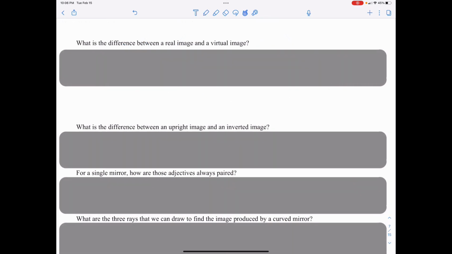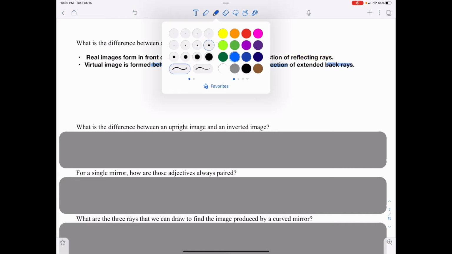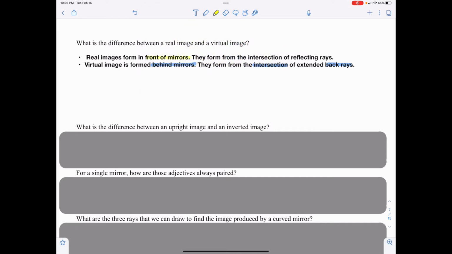What is the difference between a real image and a virtual image? Real images form in front of the mirror. Virtual images form behind the mirror. Real images form from the intersection of reflecting rays. Virtual images form from the intersection of back rays. So let's make sure we understand the difference. Virtual image: behind the mirror, intersection of back rays. Real images form in front of the mirror, from the intersection of reflecting rays.